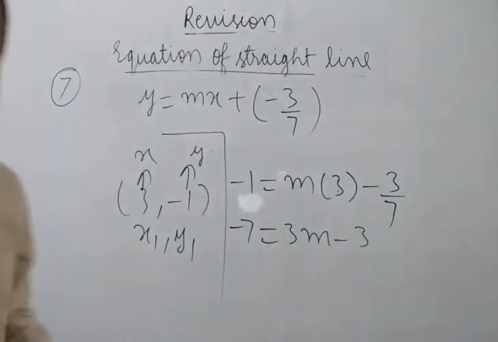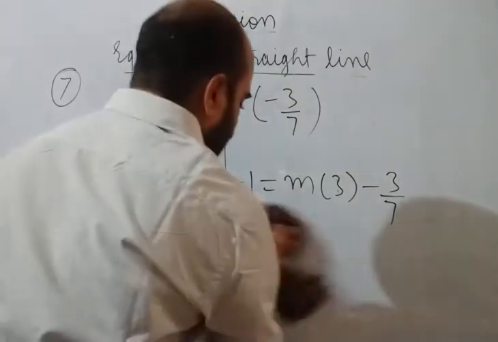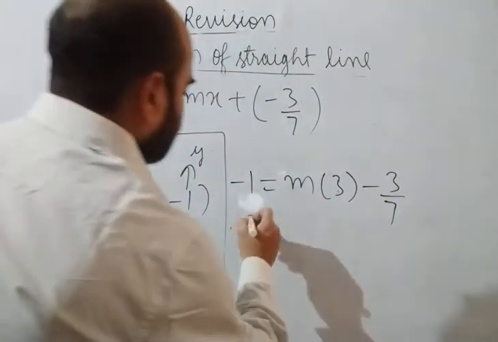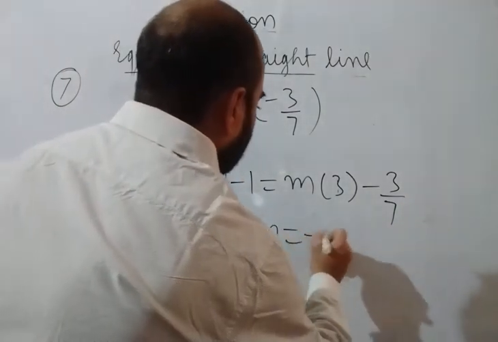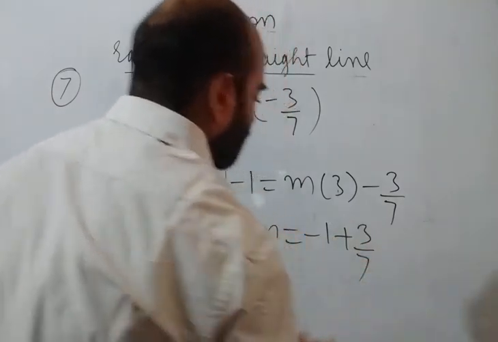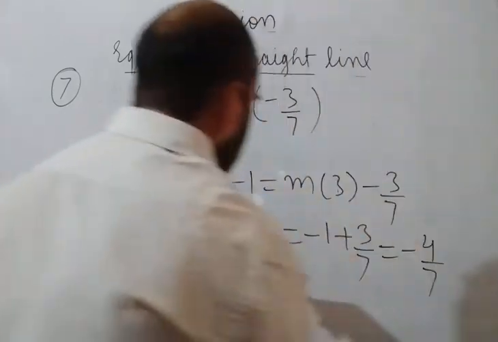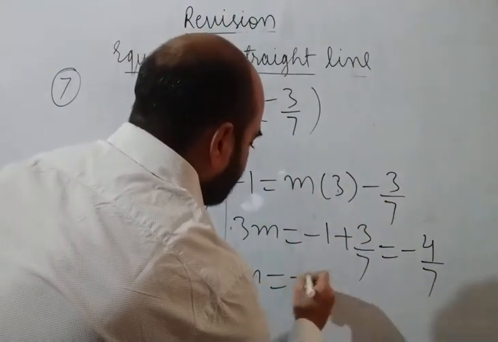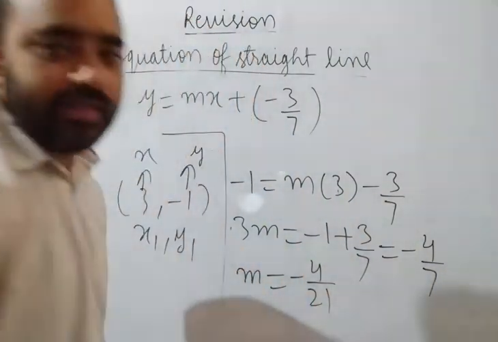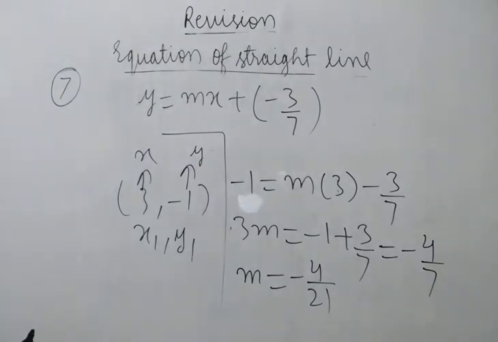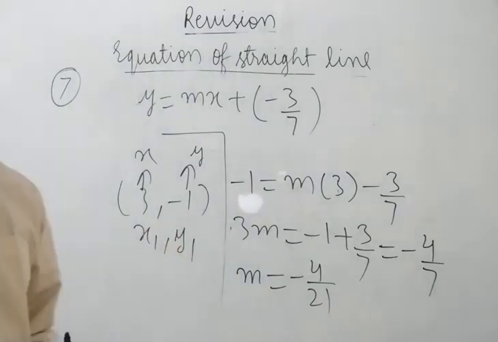Directly we will find 3m. So 3m will be minus 1 plus 3 by 7. So minus 7 plus 3, that is minus 4 by 7. It means m will be minus 4 upon 21. So this is the slope. m is minus 4 upon 21.